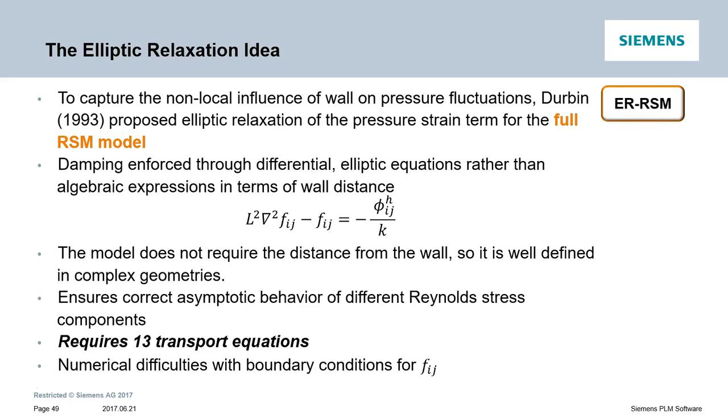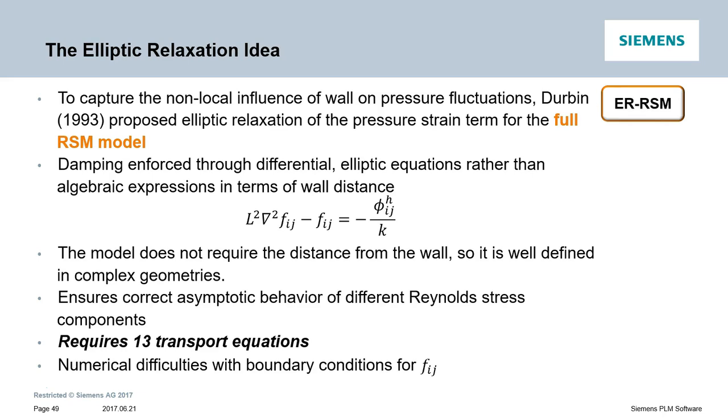The key argument in this model is that the most critical property missing from homogeneous models when modeling non-homogeneous flow is the elliptic nature of pressure. So in this model, damping is enforced through differential elliptic equations rather than algebraic expressions in terms of wall distance. As a result, the model does not require the wall distance computation and is better defined for complex geometries. And we save a bit in terms of computational overhead as well. And it also ensures correct asymptotic behavior for different Reynolds stress components. That was the primary goal to begin with.